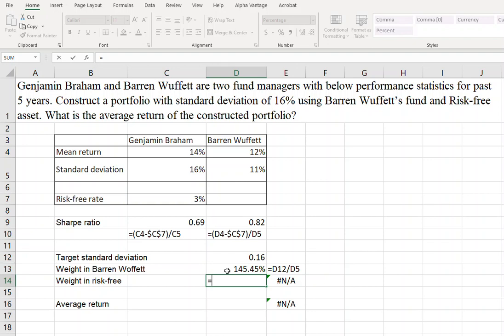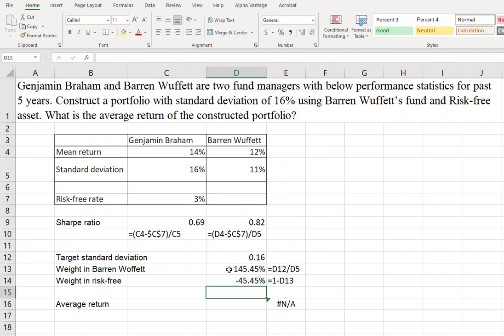We're going to sell it. So to calculate our position in the risk-free, it's going to be 1 minus the amount in Woofet. So we're going to have a net short of our portfolio of 45.45% in the risk-free, and we're going to go long 145% in Woofet.